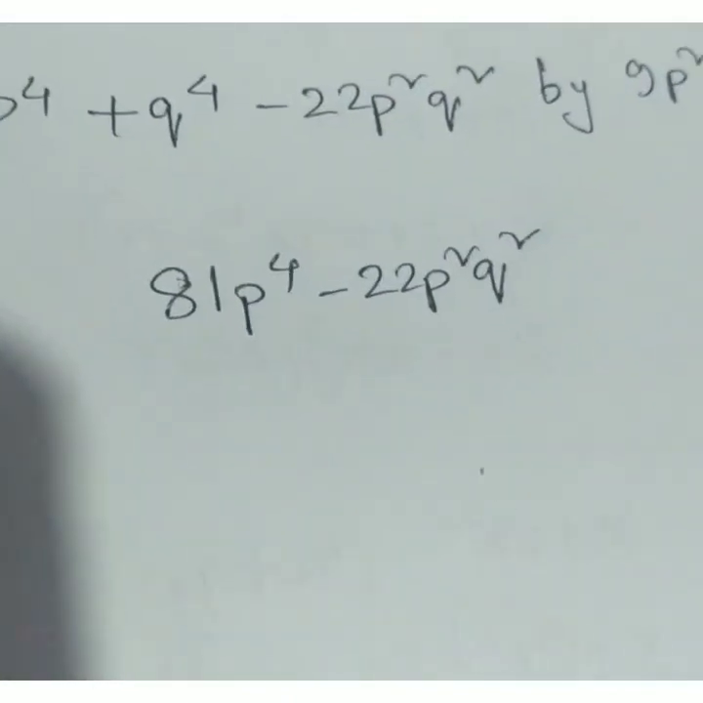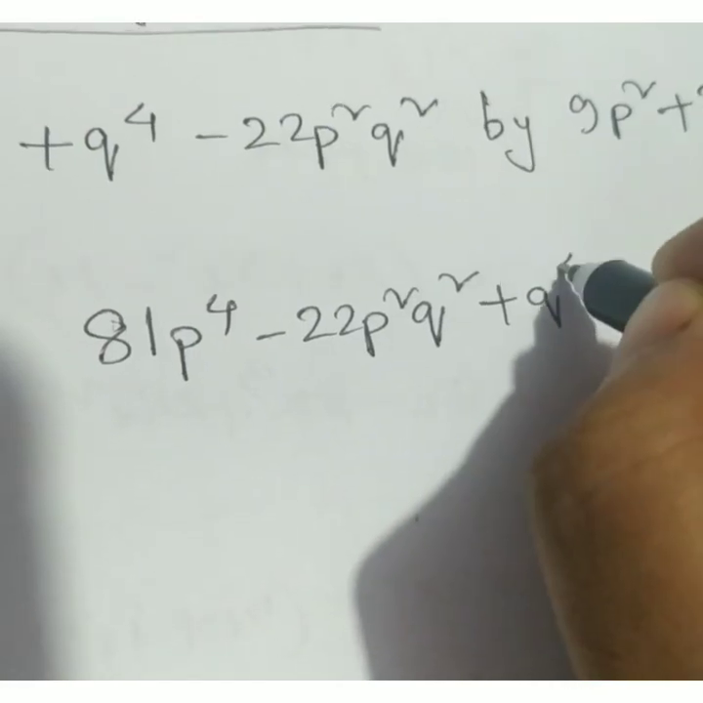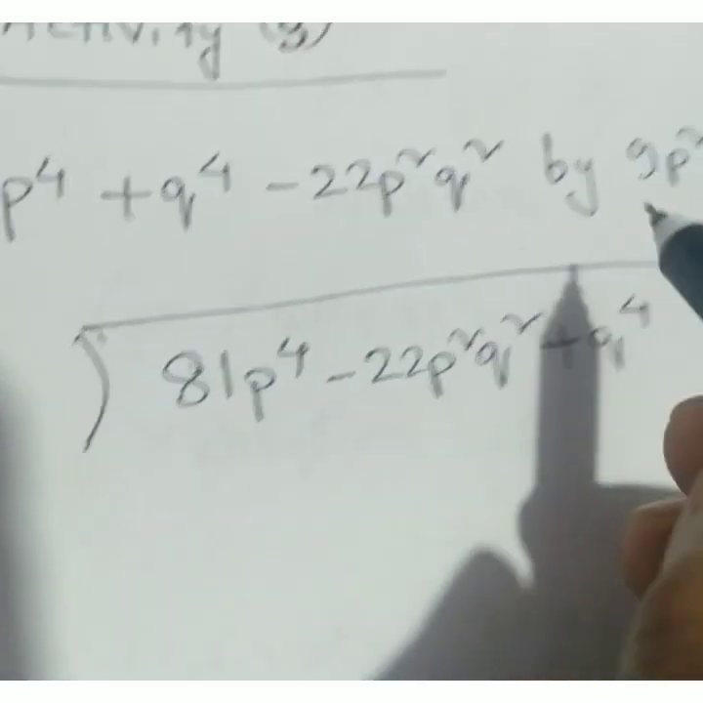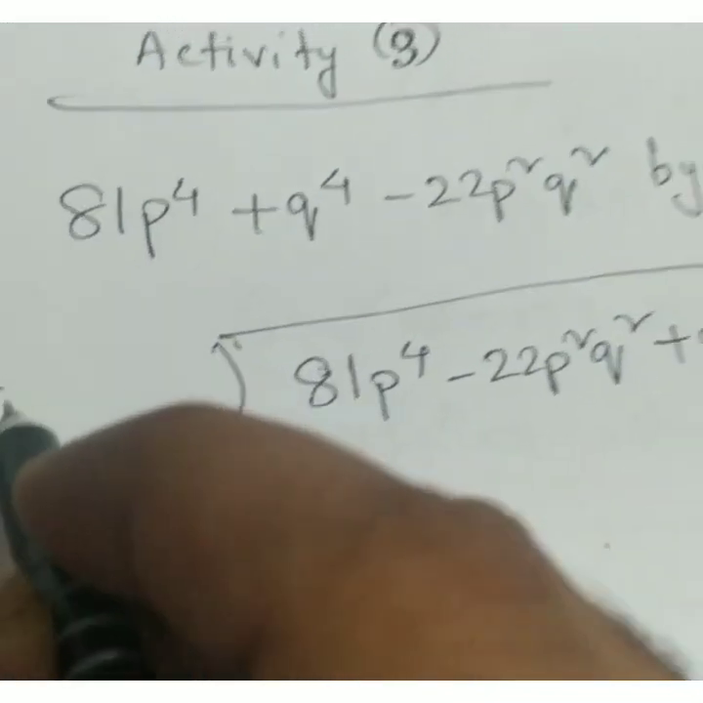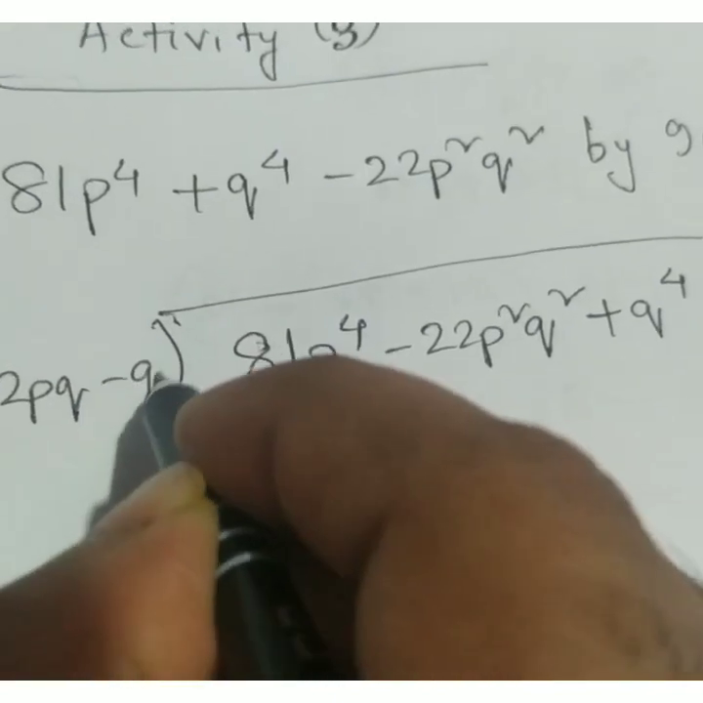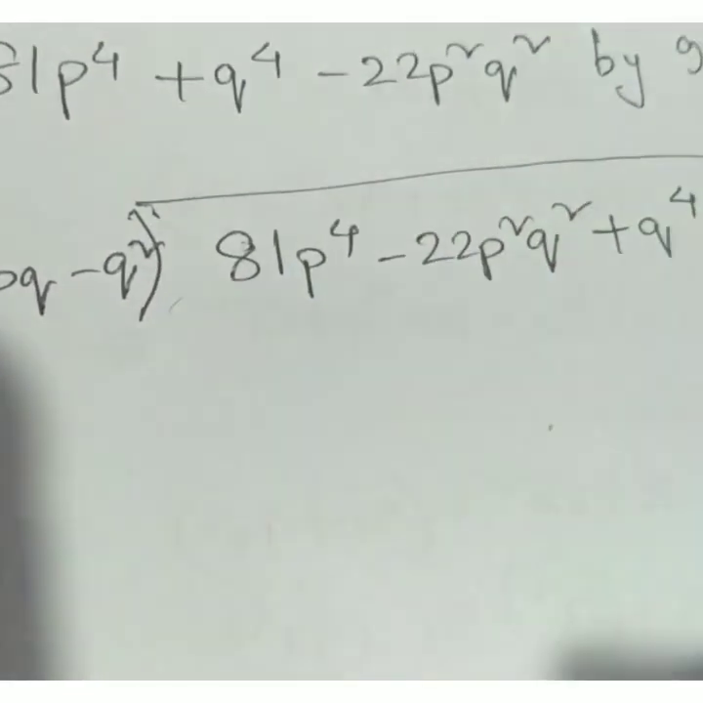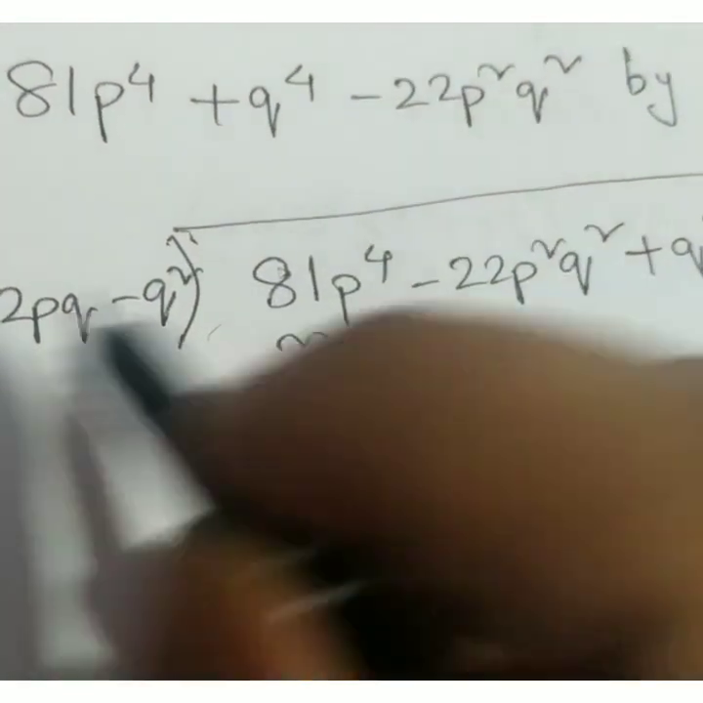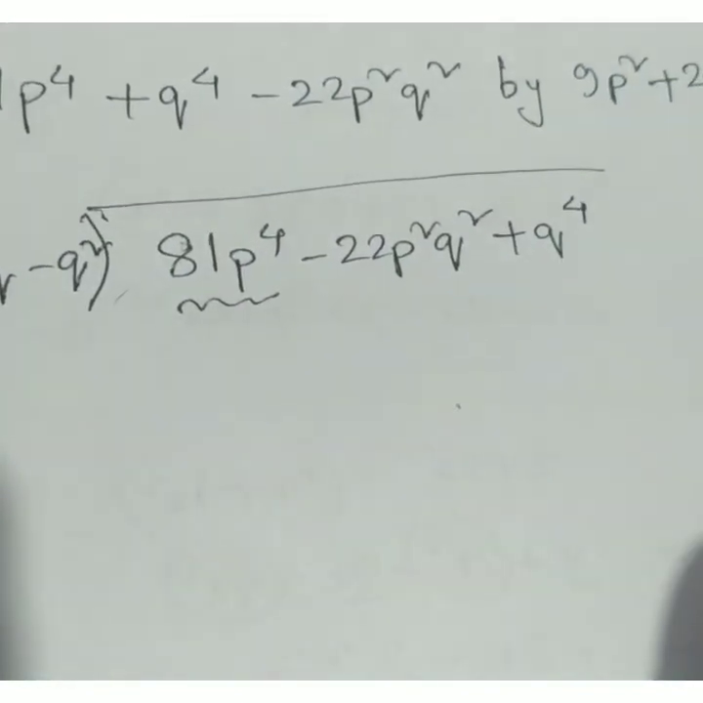Plus q⁴. Then 9p² plus 2pq minus q². So this is how we start writing. Next, we need to consider the first term over here. So let's draw a line.